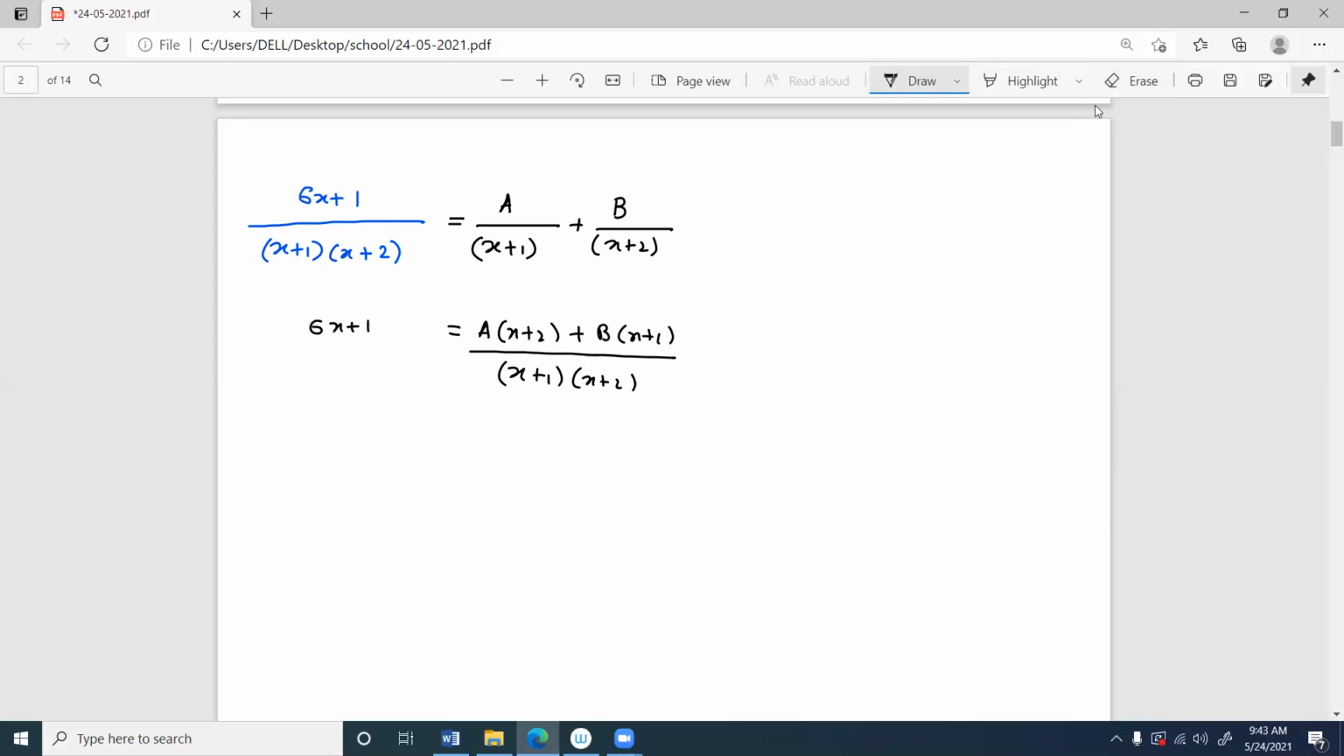6x plus 1 over (x + 1)(x + 2). Okay, that's great. Then, since the denominators are similar, you can straightforwardly equate the numerators. You can write 6x + 1 equals A times (x + 2) plus B times (x + 1).